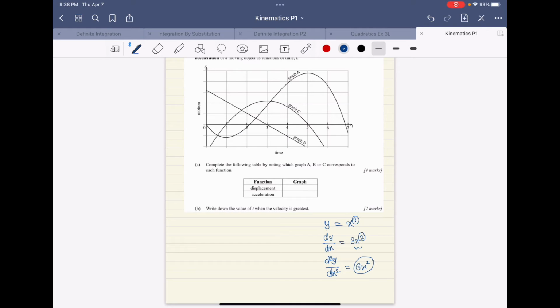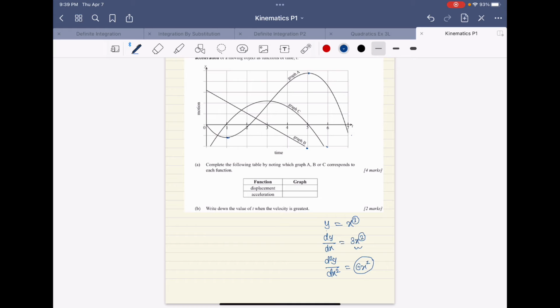6x is basically a linear function. So you can see graph B is a linear function. Graph C is a quadratic function, which is 1 power higher. And graph A is a higher power because it has 1 minima and 1 maxima. That means it's a cubical function.